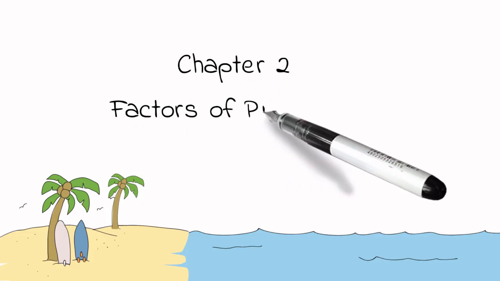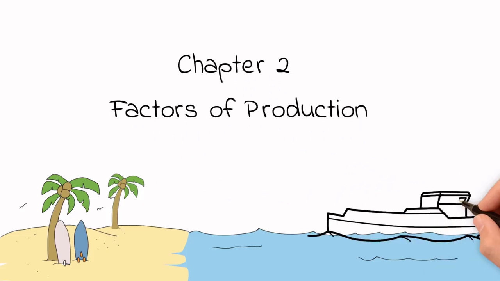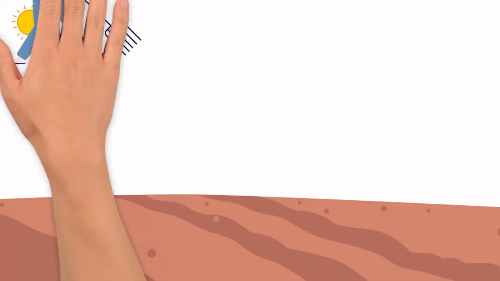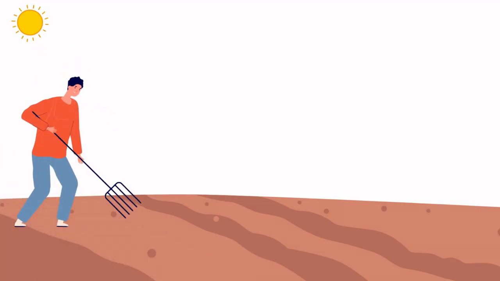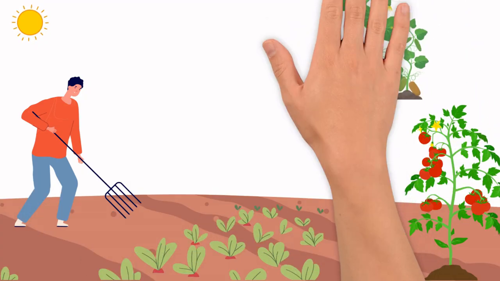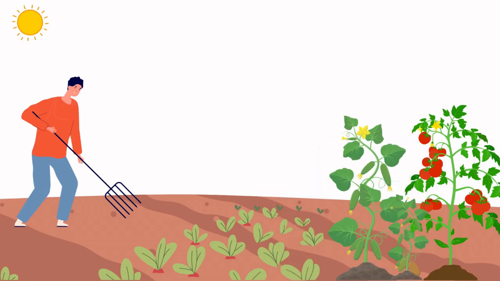Chapter 2. Factors of Production. It's a bright, sunny day on Oceanville Island. On the western side of the island, we meet Mark, a farmer who grows fresh vegetables for the island community. His farm is full of green, leafy vegetables, juicy tomatoes, and crisp cucumbers. But have you ever wondered how all this produce is grown, harvested, and sold?